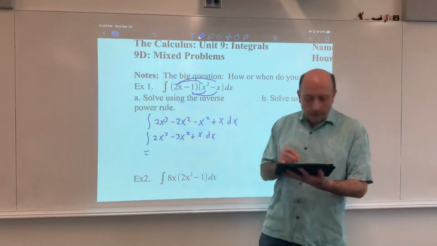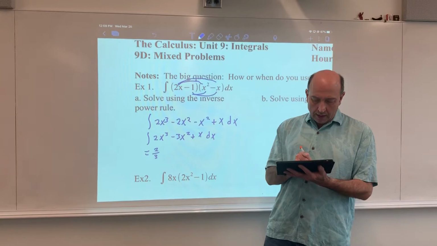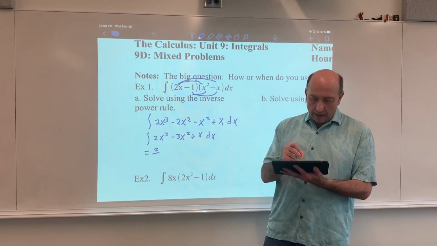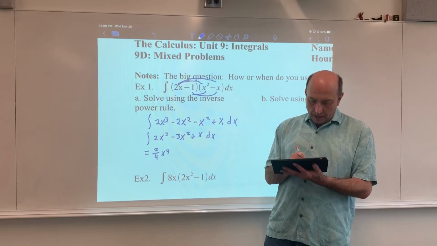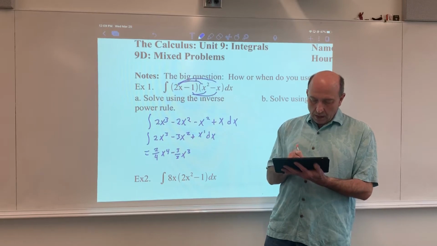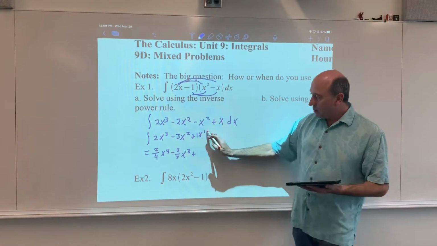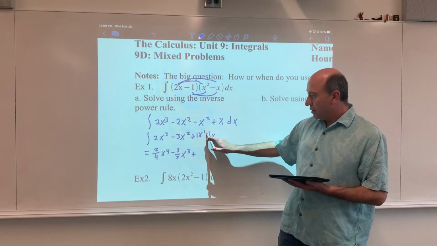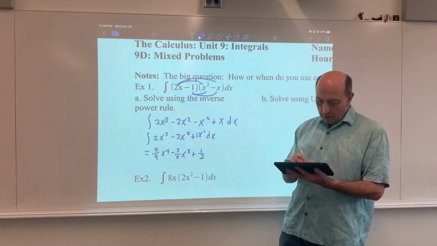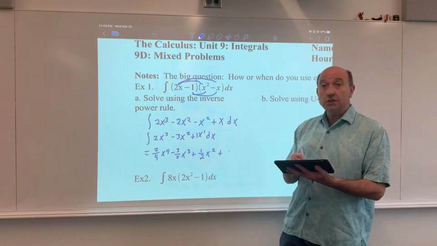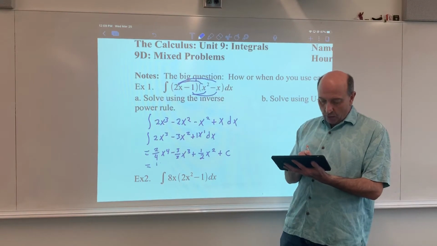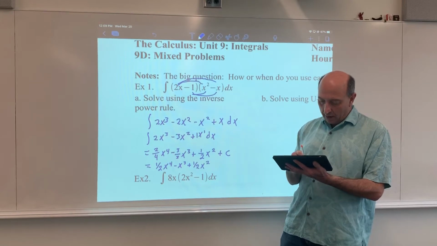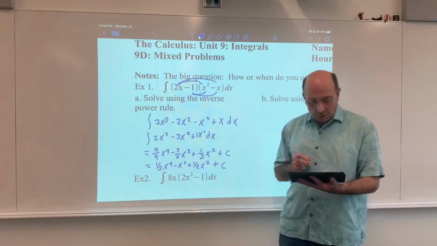So it's 2 over the new exponent, 2 over 4 x to the fourth, minus 3 over 3 x to the third, plus, so these ones are there for emphasis now, not necessity, 1 over the new exponent, 1 over 2 x squared plus c for good measure. 2/4 is 1/2 x to the fourth minus x to the third plus 1/2 x squared plus c. Nah, that wasn't too bad.